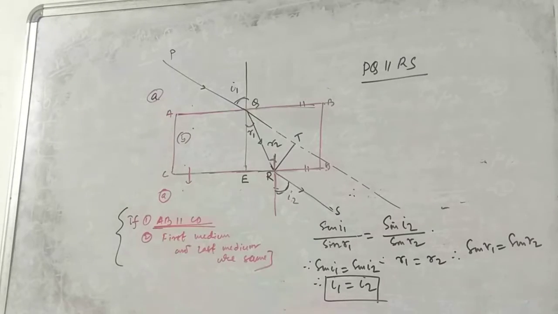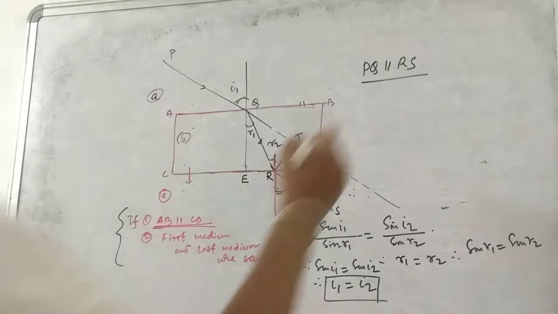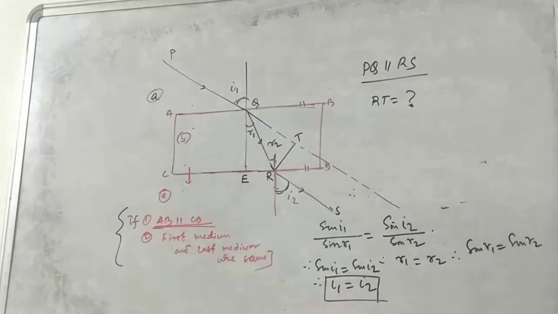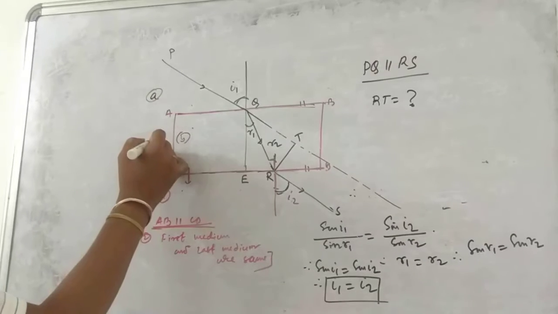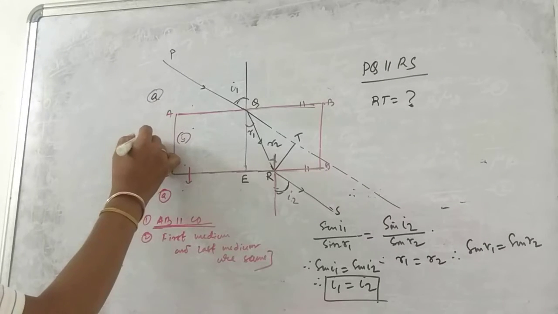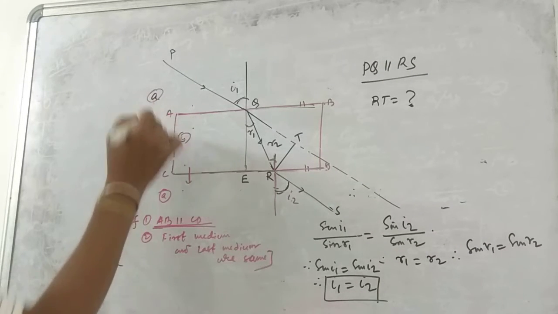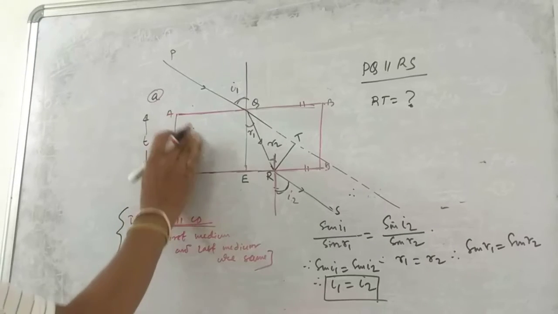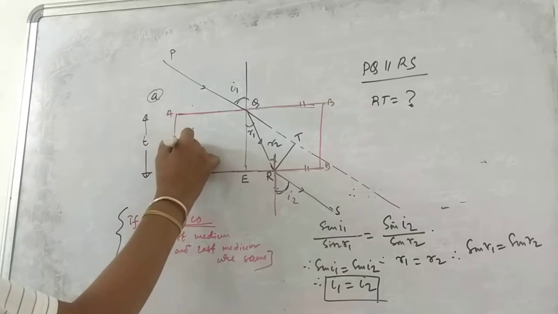Then what would be our lateral shift? That means we have to calculate, we have to find out this amount RT, how much. We have to find out this RT. The thickness of this medium is given, say t, and the refractive index of that medium is say mu.